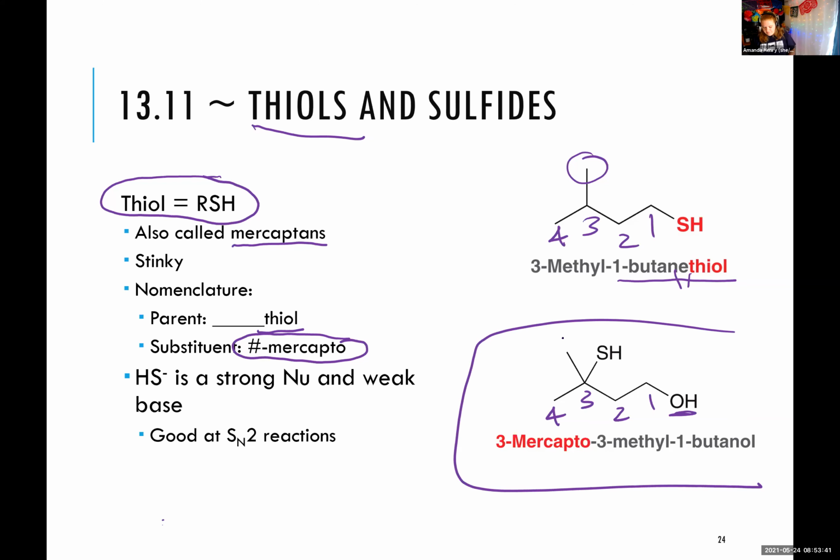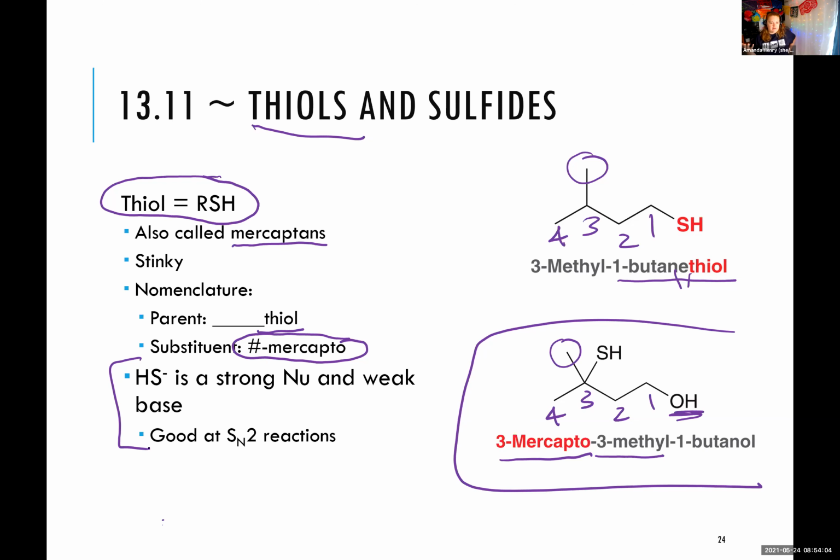We have a methyl group attached to carbon number 3. We have an alcohol in number 1. So just that portion, we have 3-methyl, 1-butanol. That sulfur group on carbon number 3 becomes 3-mercapto. So it's just what we call it as a substituent. We'll do a couple practice naming ones on the next slide.